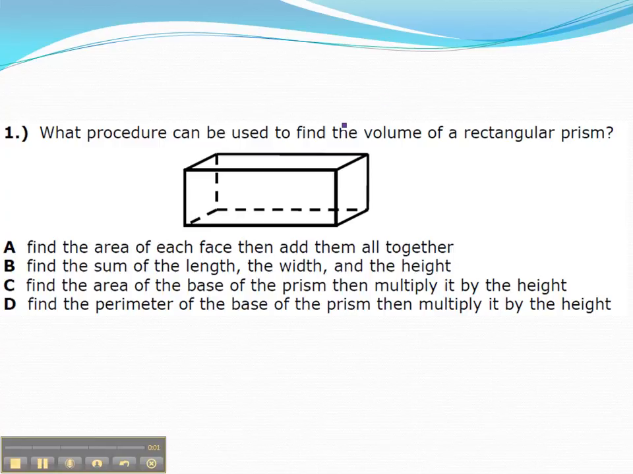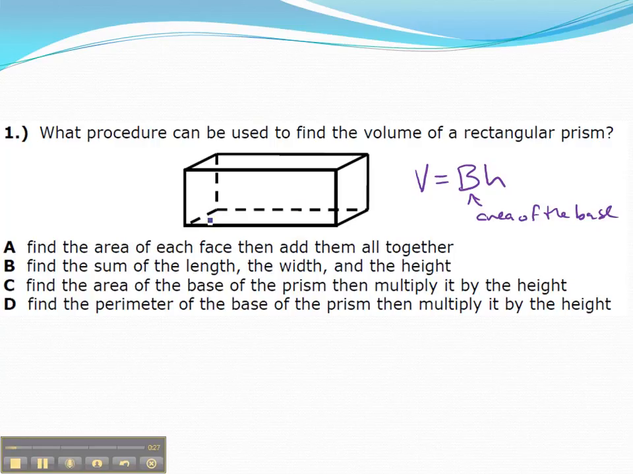This is the review for the 3D geometry test covering 3D views, nets, and volume. Number 1 on the review asks, what procedure can be used to find the volume of a rectangular prism? We know the volume for any prism or cylinder uses the same formula. Volume equals big B times H, and big B is area of the base.